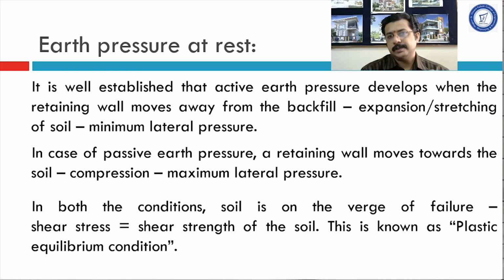In both the conditions, soil is on the verge of failure. On the verge of failure means, when the soil has started exerting active pressure, the wall will try to move away, and the soil mass behind the retaining wall will try to slide down. So at the interface of the sliding surface, shear stress is almost equal to the shear strength of the soil. Hence it is called the plastic equilibrium condition.